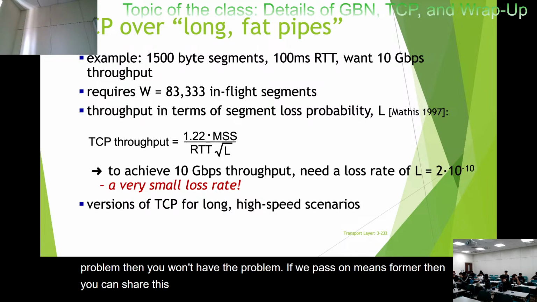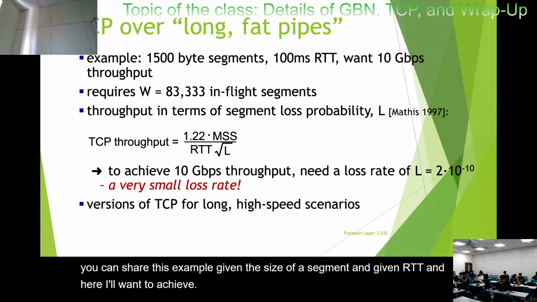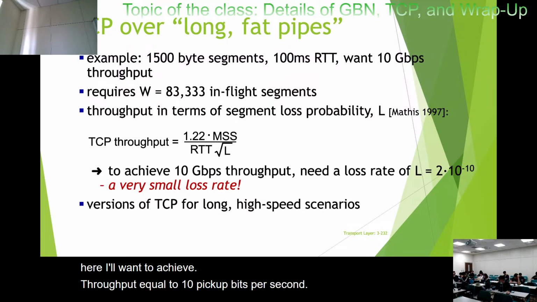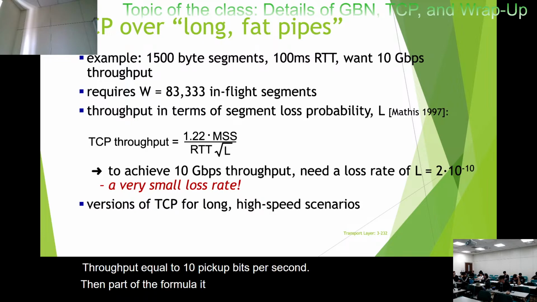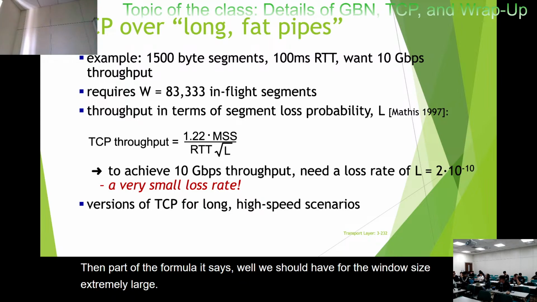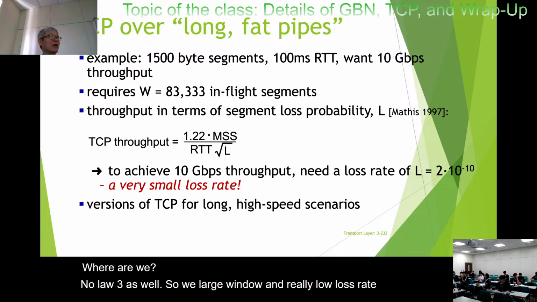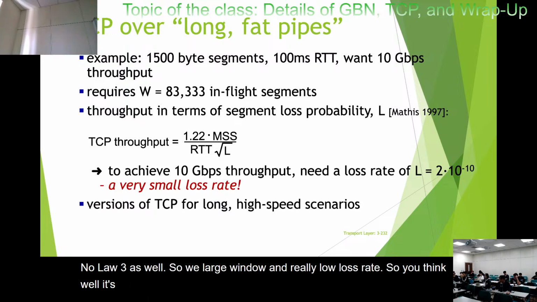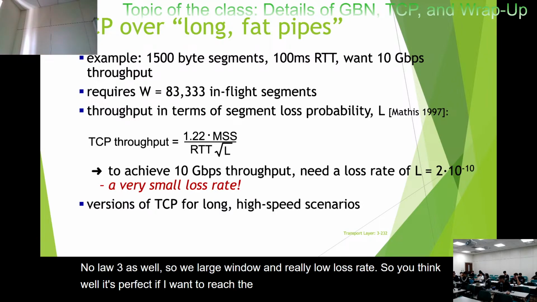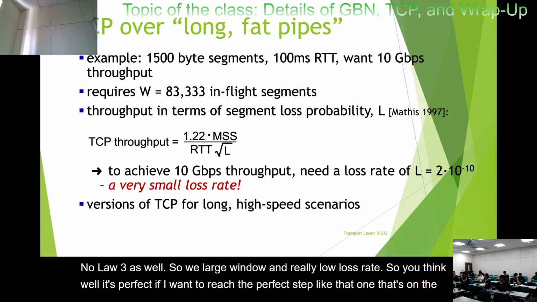Given the size of a segment and given RTT, here we want to achieve throughput equal to 10 gigabits per second. Following the formula, we should have an extremely large window size, and then a really low loss rate as well. So a really large window and a really low loss rate. You think, well, it's perfect. If we want to reach that perfect state, based on the current status of TCP, can we achieve that? No.